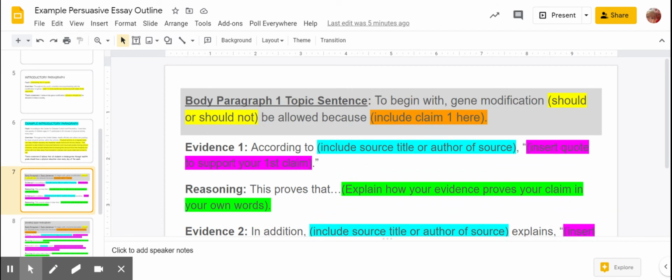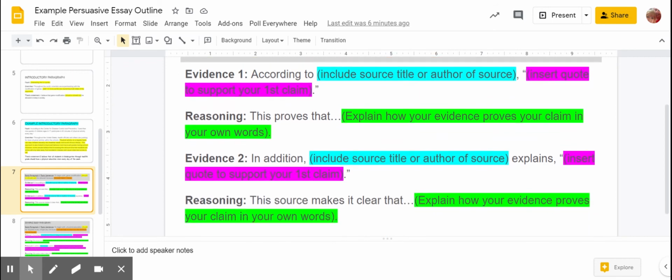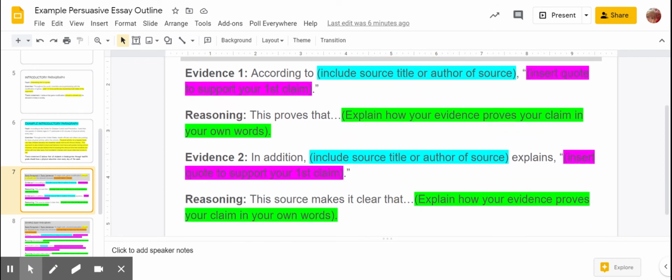To begin with, gene modification either should or should not, choose your side, be allowed because, and then you have your reason in there. Now, on this slide, if you look at it, it says evidence, reasoning, evidence, reasoning. So you need two pieces of evidence to support your claim. So if you say that we should allow genetic modification because it can help prevent hereditary diseases, then you need to go into the articles and find two situations or two specific examples of where that is supported.